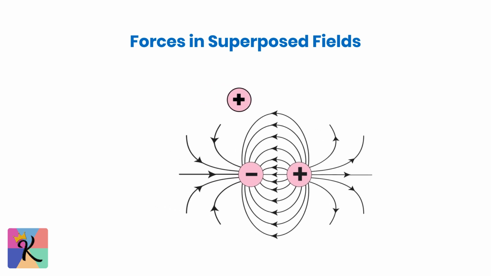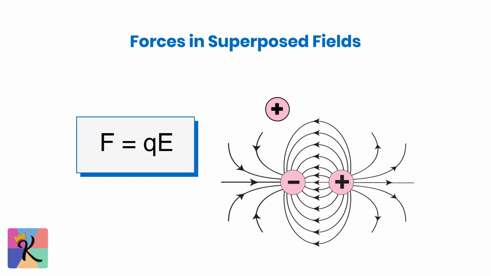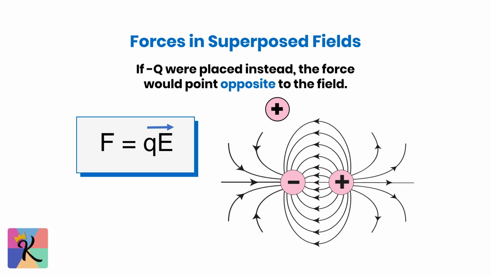Now let's see what happens when a charge plus Q is placed in the superposed field of a dipole. Using F is equal to QE, the force on plus Q points in the same direction as the net field. If negative Q were placed instead, the force would point opposite to the field.